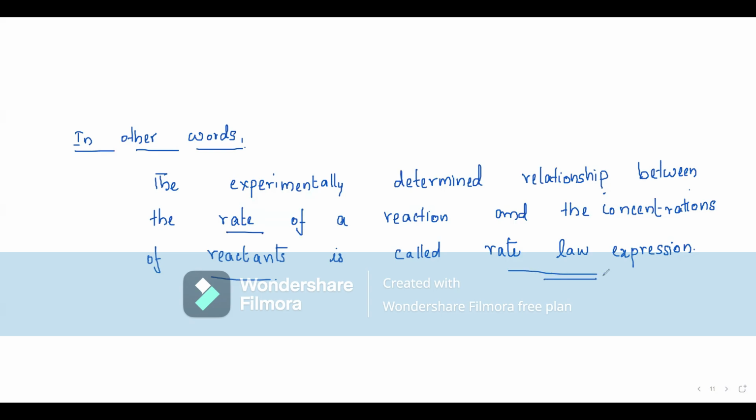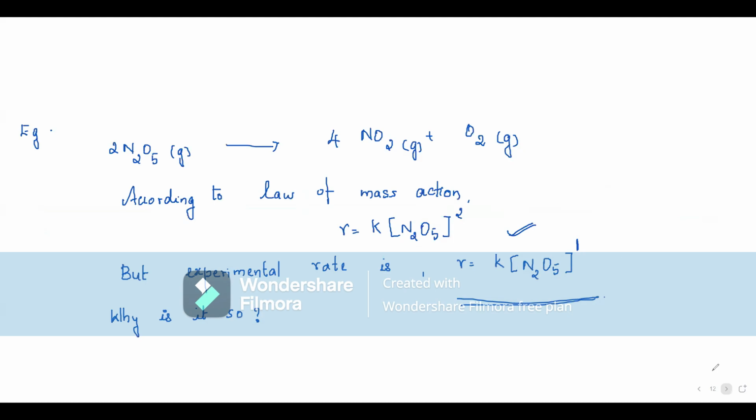Whereas in the rate law expression, you conduct experiments, and on the basis of the experiments, you develop a relation that connects the rate of the reaction with the concentration of reactants. So you must study this: if the question is, what do you understand by rate law expression? You can write: the experimentally determined relationship between the rate of a reaction and the concentration of reactants is called the rate law expression. Now we come back to the same equation.